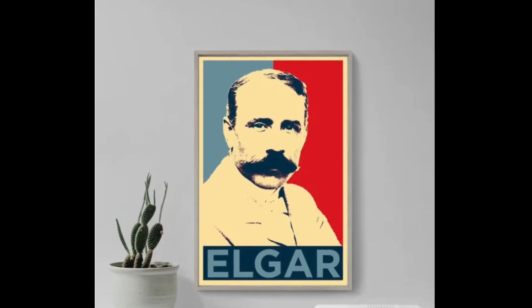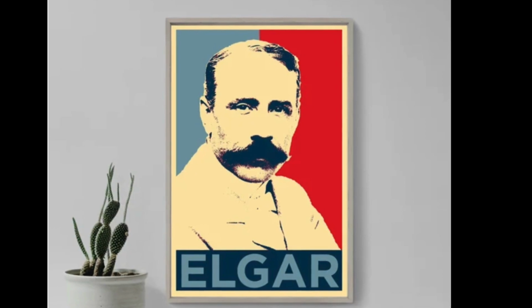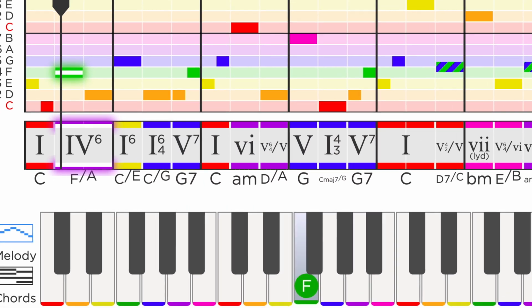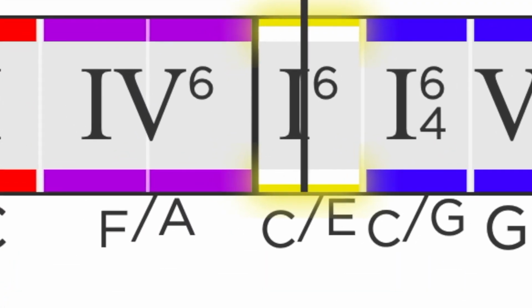Today I'm going to analyze Nimrod by Elgar. Definitely in my top 5 classical tunes of all time. Let's jump right in. The 4 and the tonic chords here are in first inversion, and generally I am a huge fan of this type of movement.